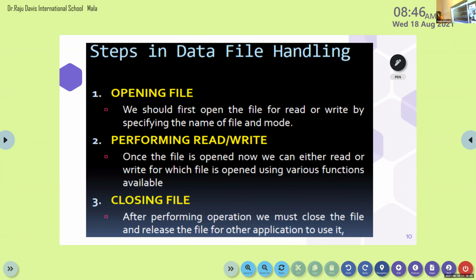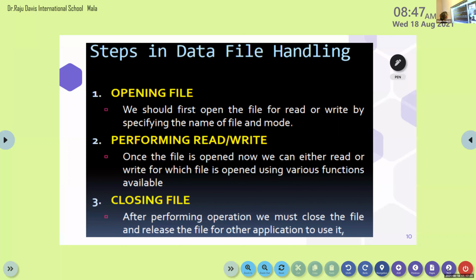Then we have learned that when we are handling a file, there are some specific operations, as you do when you want to learn a particular subject. First, you have to open your book, isn't it? After that, you have to do whatever you want. It can be either writing or reading. After that, you have to close the file. This is what you do, right? This is the procedure that you do.